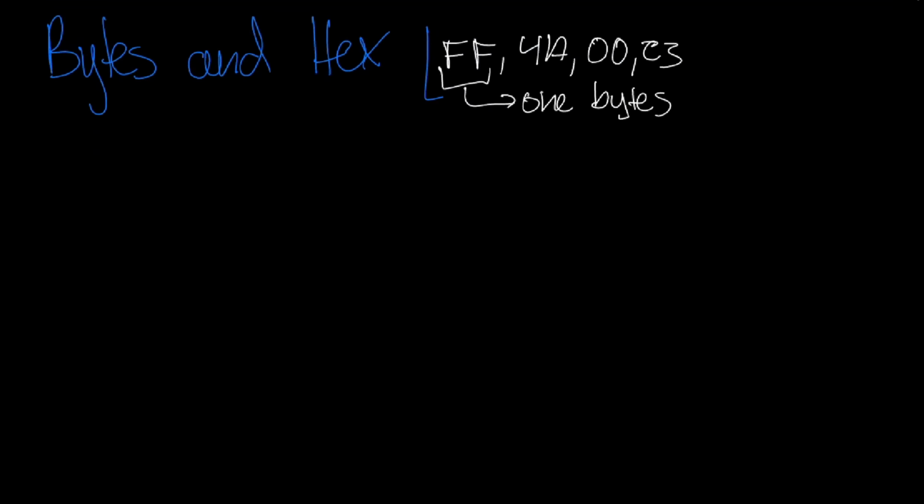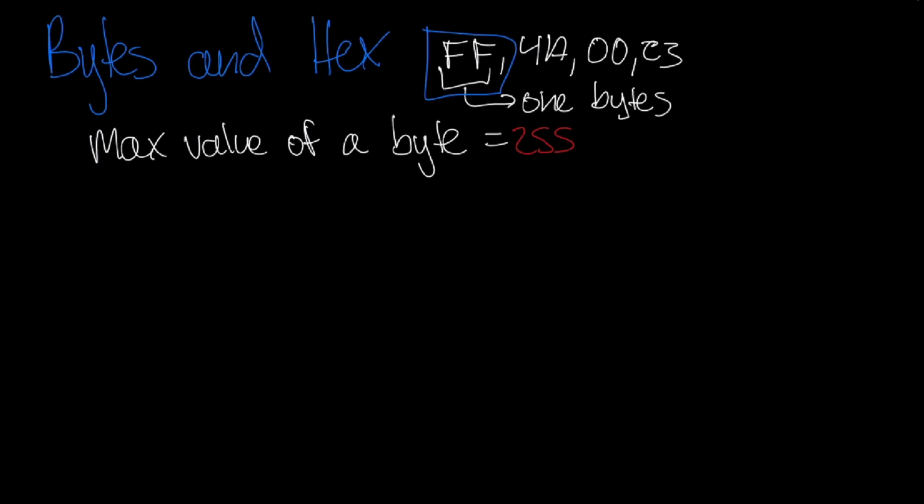Now this FF right here is actually unique. The maximum value of a byte is 255 in decimal or FF in hex. That's a pattern worth recognizing. Anytime that you see FF in a hex context, it means that all bits are ones in that byte. So this FF is simply 1111 1111.